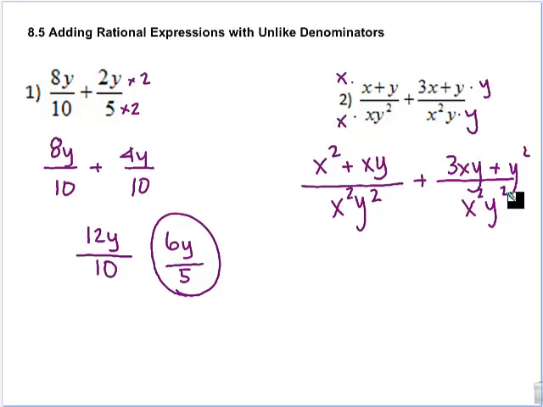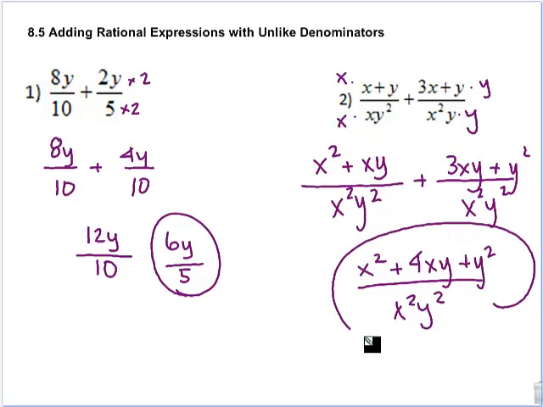Now we have the same denominator, so we can just gather our like terms. We know it's going to be over x squared y squared. And are there any like terms for x squared in the numerator? No, so leave that the same. How about xy? Yep, xy plus the 3xy gives us the 4xy. And then we would still have the plus y squared at the end. And there we're simplified. Does that make sense? Okay.